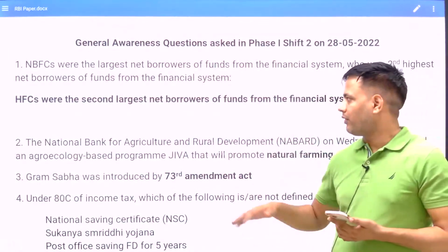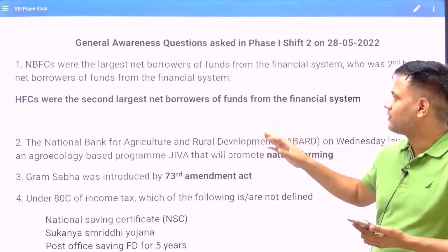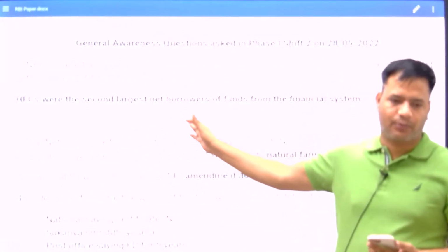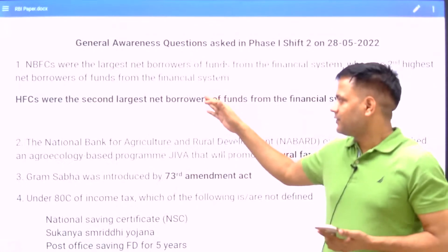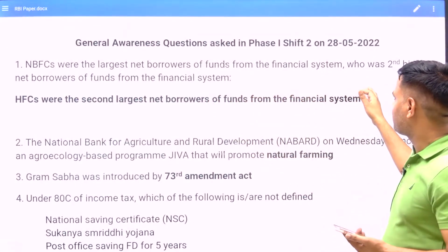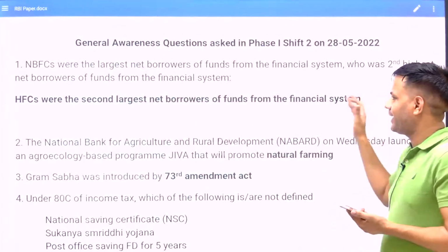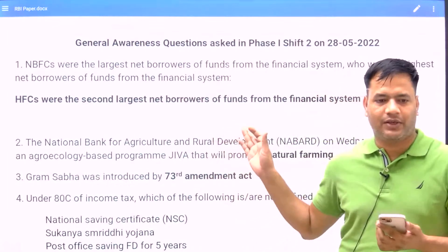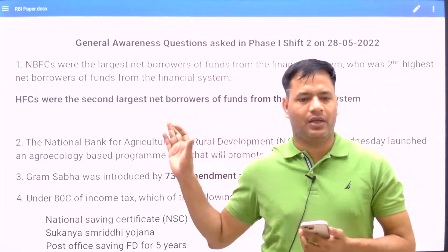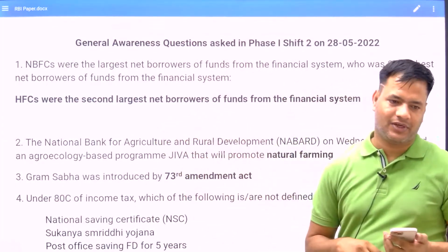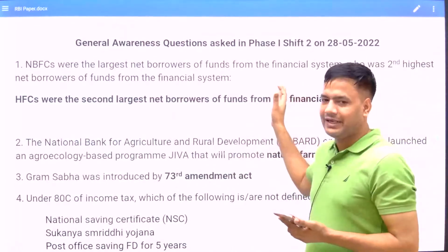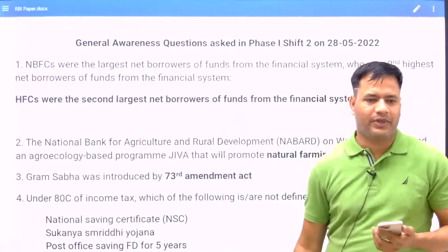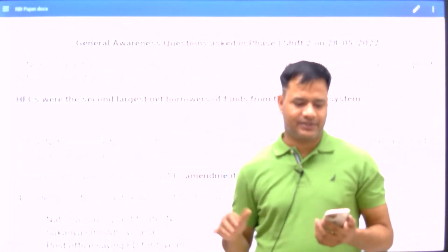RBI Grade B phase 1. So we will discuss the questions. The first question was on NBFCs, taken from the Financial Stability Report of the RBI. NBFCs were the largest net borrowers of funds from the financial system. Who was the second highest net borrower? It did not ask the highest borrower, it asked the second highest. So you can see the depth level. HFCs, housing finance companies, are the second largest borrowers.